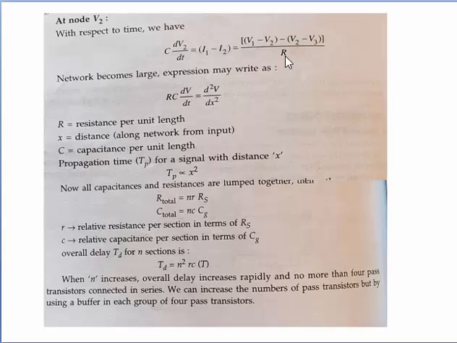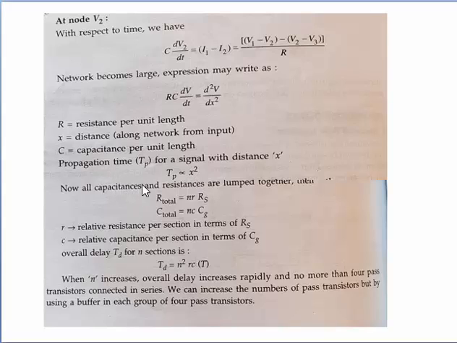So when the network becomes large, the expression may be written as RC dV by dt is equal to d square V by dx square. X is distance here. Suppose R is resistance per unit length, C is capacitance per unit length. So that's why it is d square V by dx square. So the propagation time, that is TP, for a signal over distance x, we know the propagation time is directly proportional to the square of the distance.